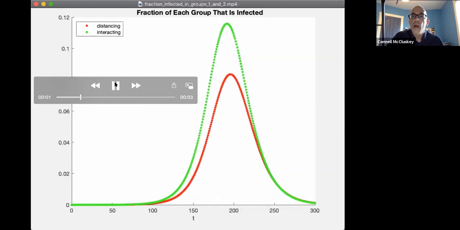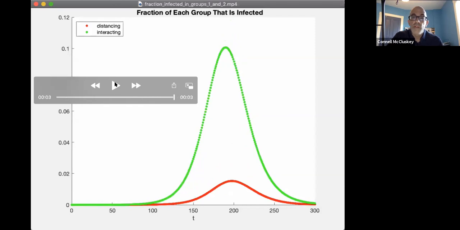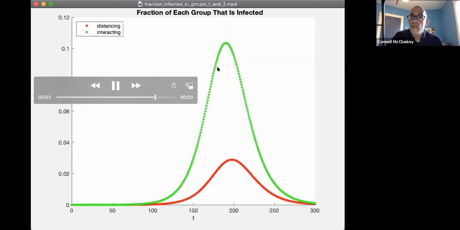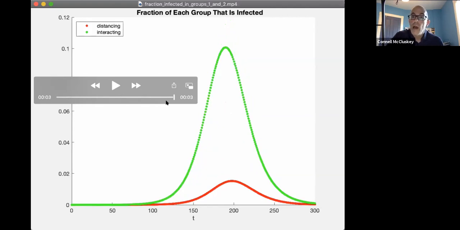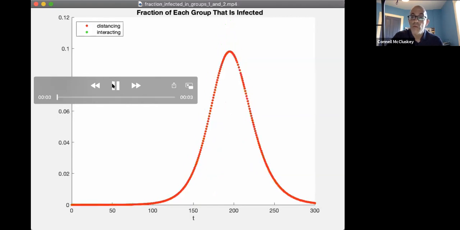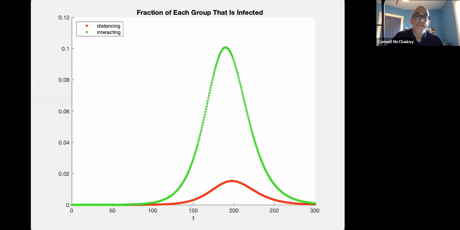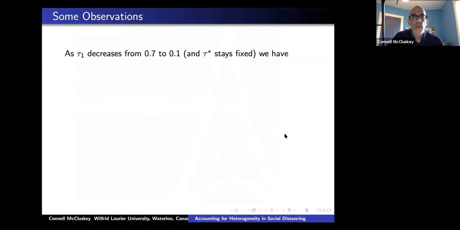But if you look at the fraction of each group as tau1 decreases from 0.7 to 0.1, we saw in the previous video that the height of the peak of the outbreak decreases dramatically. But looking at the fraction of each group that is infected and how that changes, there's only a small change in the fraction of the non-distancing group. It probably went from about 12% to 10%, whereas the distancing group, as they distance more and more, this red curve got very, very low, showing that their distancing at least protected their group. So, a small observation: as tau1 decreases from 0.7 to 0.1, keeping tau star fixed, and keeping tau2 also fixed at 1.